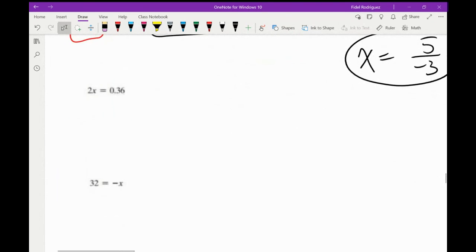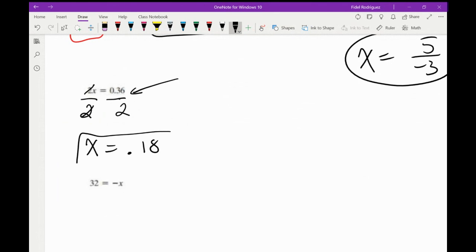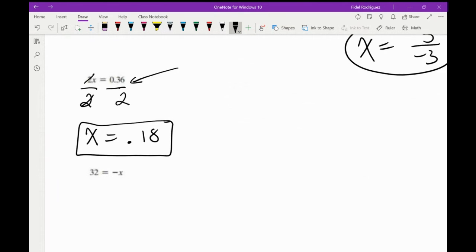So let's see. The next one here is 2x equals 0.36. So again, guys, this is going to be a calculator problem, because I'm dealing with decimals, right? So those 2's will cancel. And I'm just going to take my calculator and type in 0.36 divided by 2. And when I do that, I'm coming up with a 0.18.